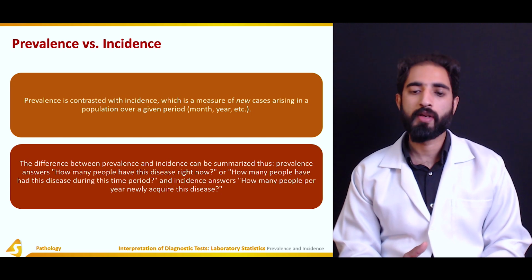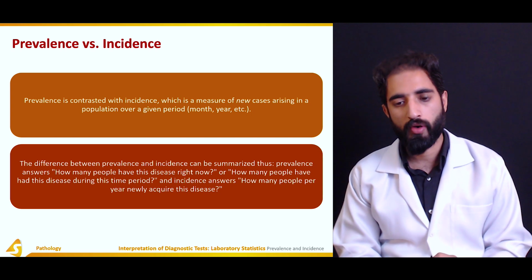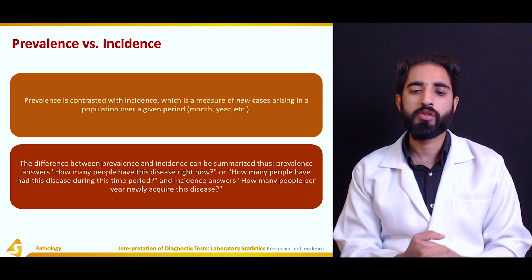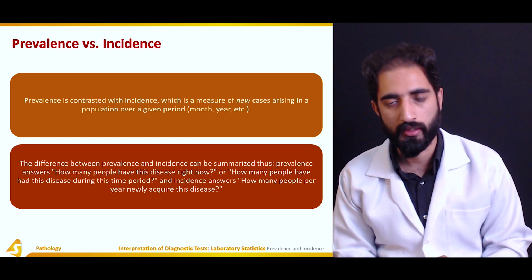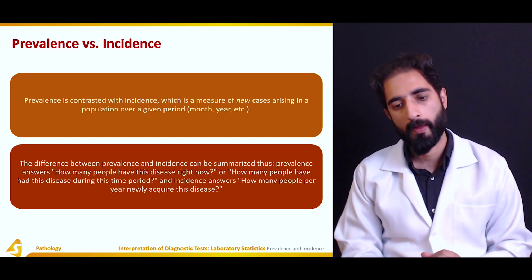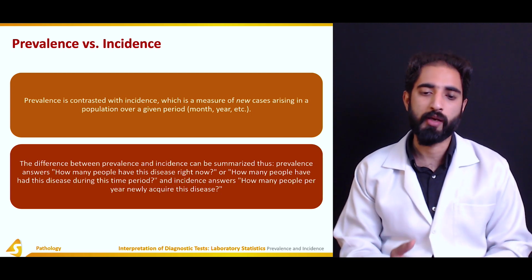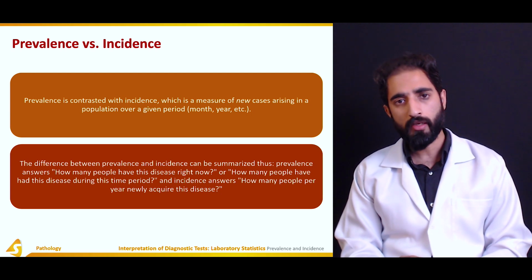The difference between prevalence and incidence can be summarized by a few questions. If we wish to ask about prevalence, the question would be how many people have this disease right now? It can include both the new cases and the old cases. On the other hand, how many people have had this disease during this time period can also be a question to find out the prevalence.